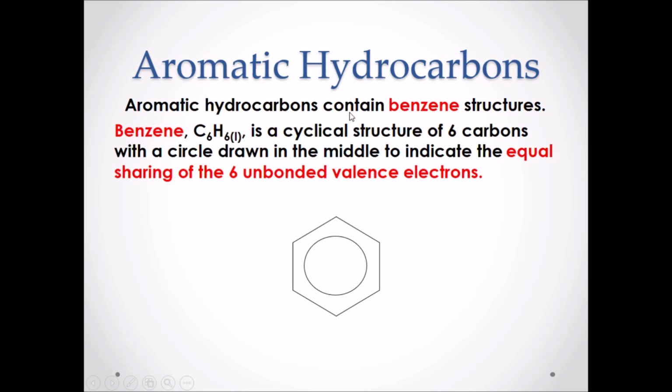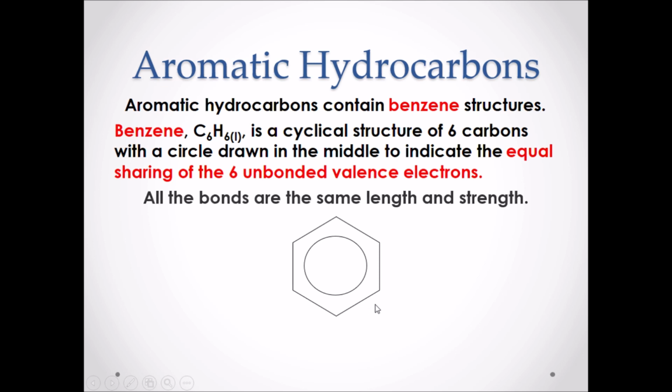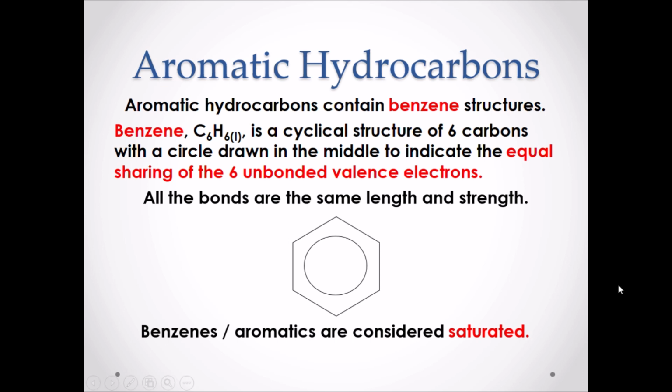Aromatic hydrocarbons contain benzene structures. Benzene, which has the chemical formula C6H6, is a cyclic structure of 6 carbons with a circle drawn in the middle to indicate the equal sharing of the 6 unbonded valence electrons. A benzene structure is typically given the illustration below. It's important to note that all the bonds between the carbons in this structure are the same length and strength. Benzene structures are considered saturated molecules.